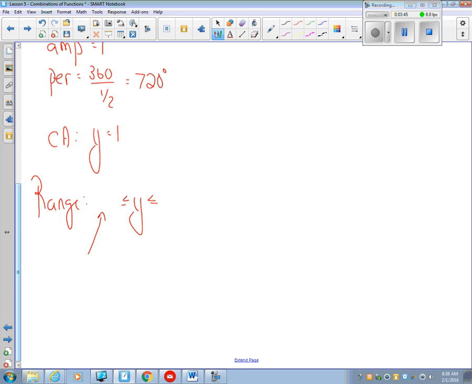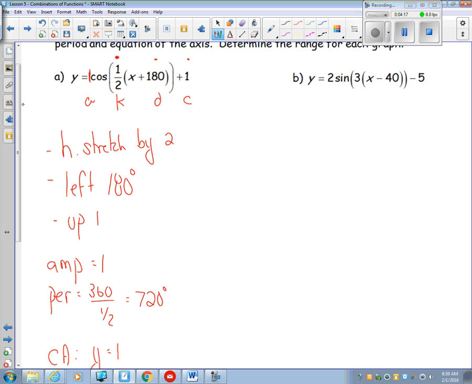How do we get those 2 numbers? If you remember, the minimum is your central axis, your average, minus your amplitude. What was our central axis? It was 1. So 1 minus 1 would give us 0. Okay, and over here, maximum is central axis plus amplitude, or 1, that's our central axis, plus our amplitude of 1 gives us 2. There's our range. Our whole graph is between 0 and 2. Okay, give the second one a try yourself, see if you can figure it out. I'll take you through it if you're not sure.